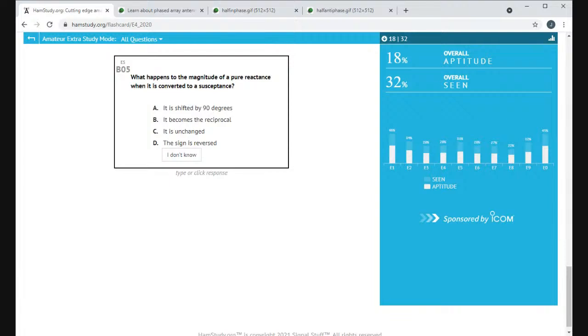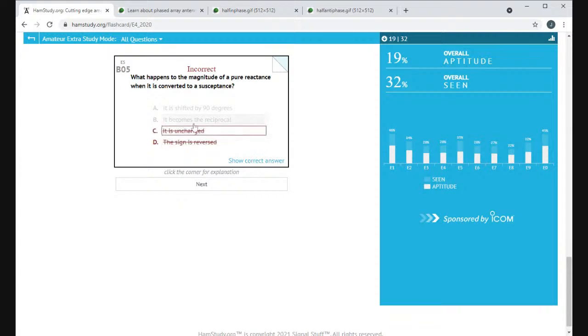What happens to the magnitude of a pure reactance when it is converted into susceptance? A, it is shifted by 90 degrees. B, it becomes reciprocal. C, it is unchanged. D, the sign is reversed. I'm going to guess D, the sign is reversed. Nope, it is B, it becomes reciprocal.